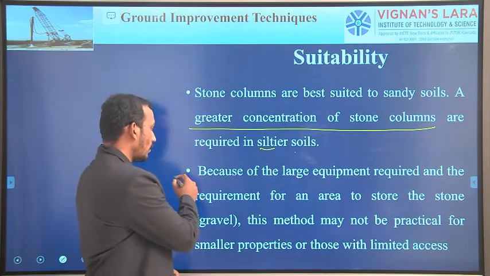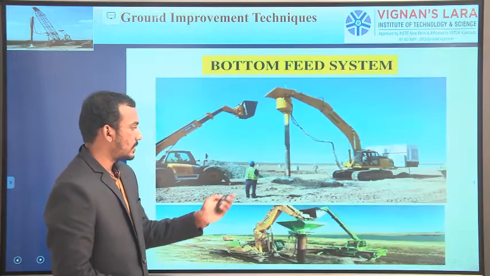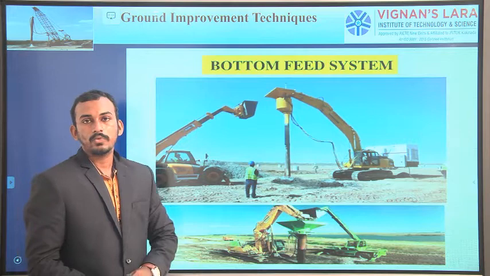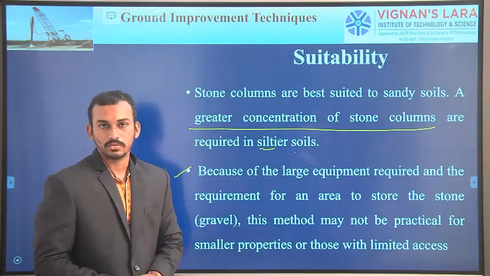Next one is because of the large equipment required. We need so much equipment, right? See here, the probe, the crane, and another pipe. As we need so much equipment, this method is not suitable for small construction work.